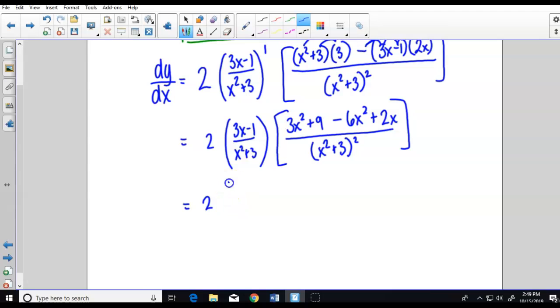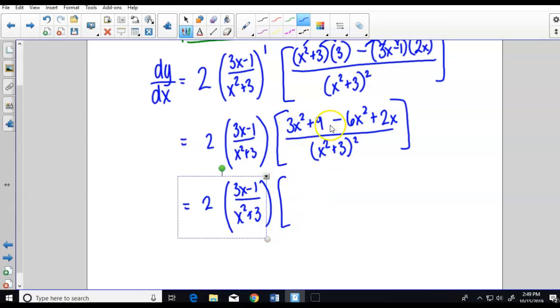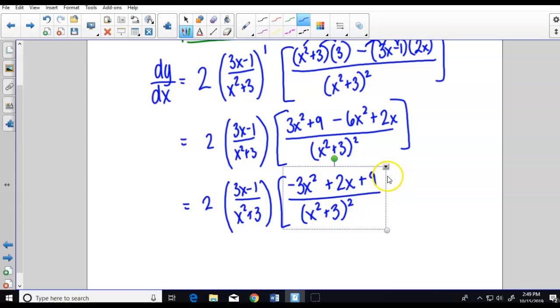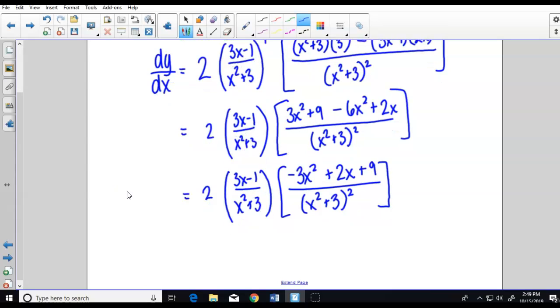And so again, I'm not messing with this first part at all yet. So I could combine some stuff here. I've got negative 3x squared plus 2x plus 9. Questions so far? I'm still together here.